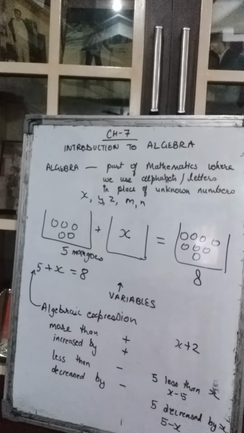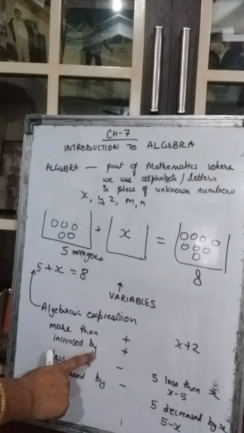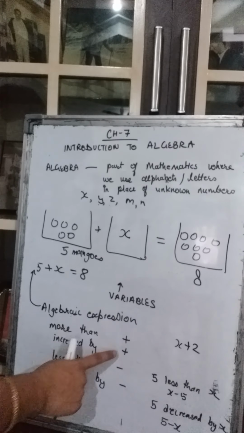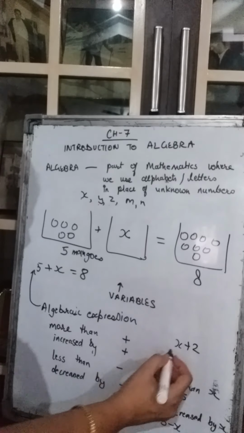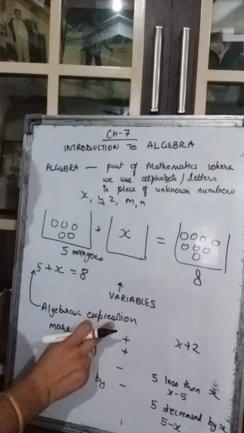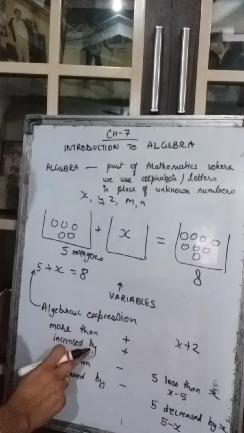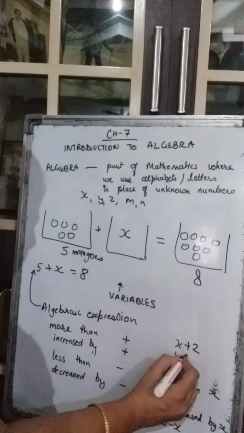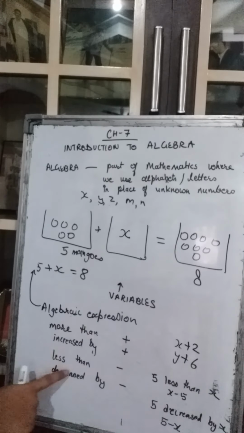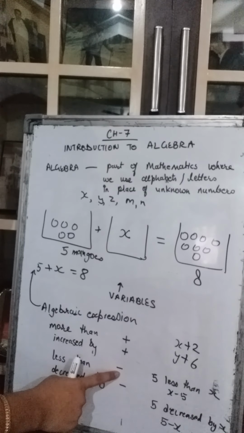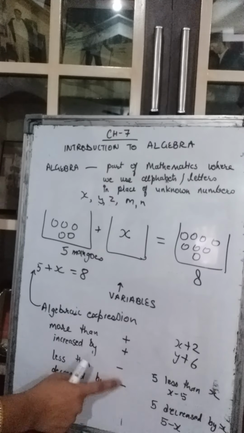In the same way, suppose the words given to you are increased by. There also you will use the plus sign. For example, I say y is increased by 6. That means what will be the algebraic expression? y plus 6. That will be the expression. Got it? Suppose the words less than come. Then you will use a minus sign. Similarly, for decreased by, you will use a minus sign.